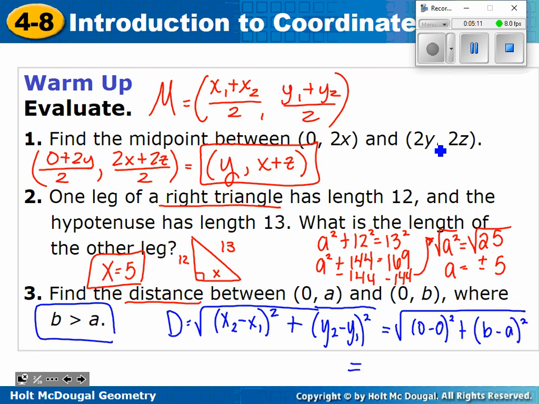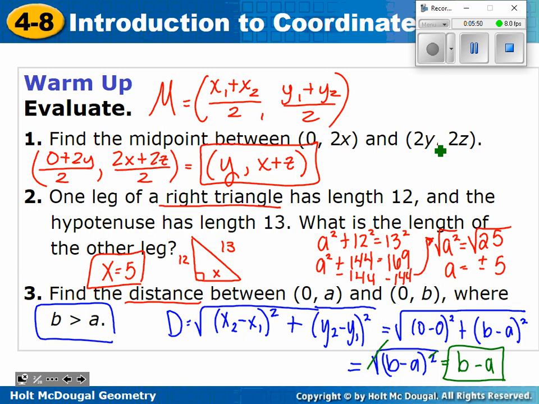Simplify, what's 0 minus 0? 0. What's 0 squared? 0. So we end up with the square root of b minus a squared. But since all of that is squared, and all of that is under the square root, what's going to happen with the square root and the square? They just cancel out. They're opposite operations. So the square root and the square cancel, and so we're left with b minus a. And since we can't subtract those because they're not the same variable, that's our answer.